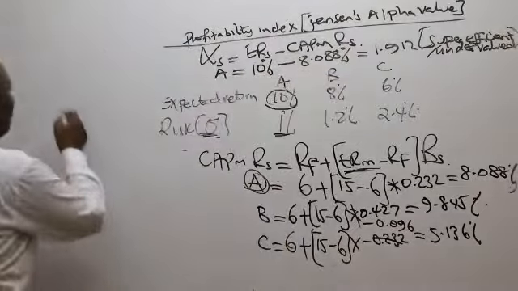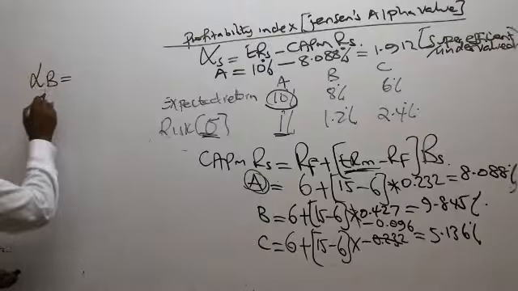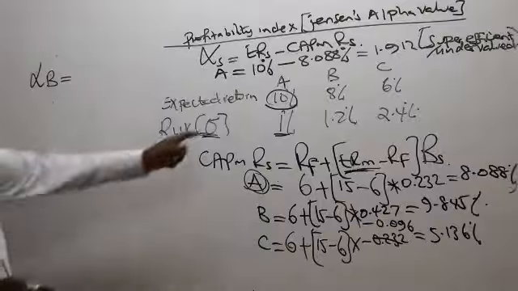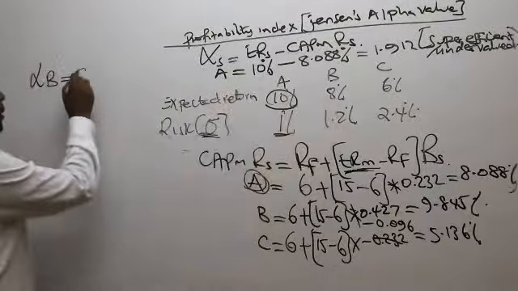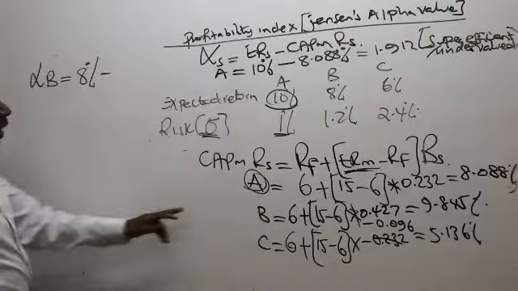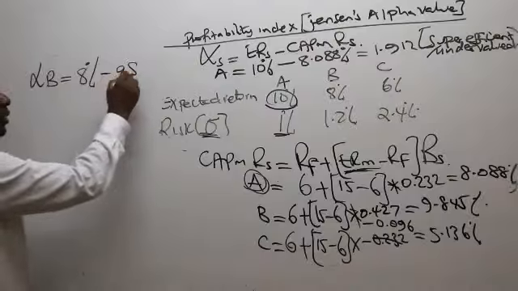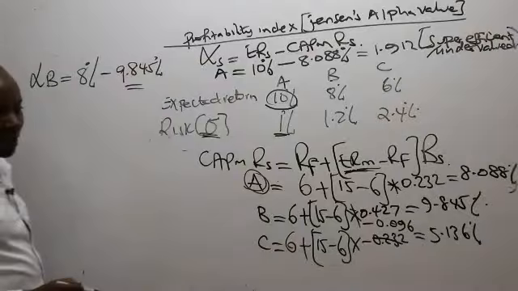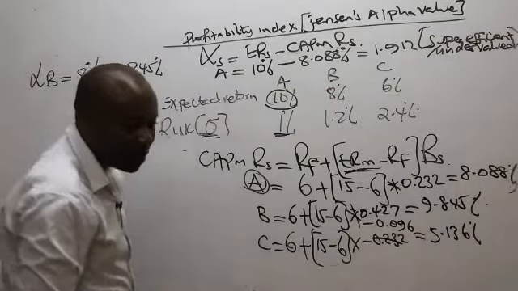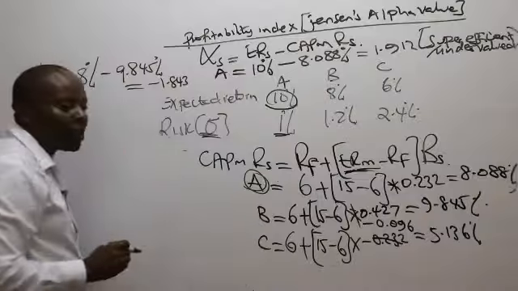How about B? For B, the alpha, ladies and gentlemen, I'll take the expected return of B, which is 8%, minus its CAPM return for B. The CAPM return happens to be 9.845%. So this will end up giving us what figure at the end of the day? I'm being told it's negative 1.843. It's a loss-making thing.